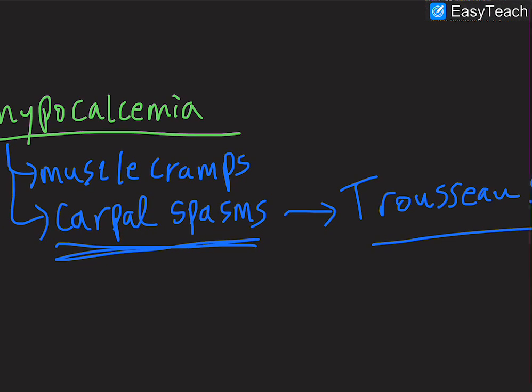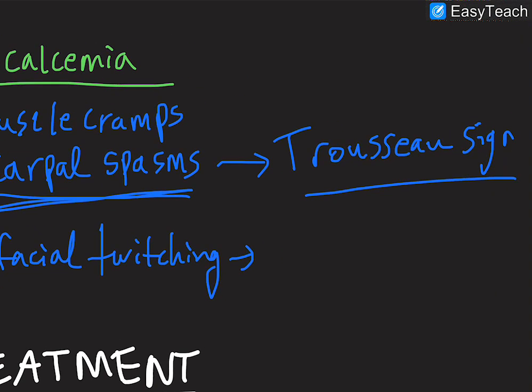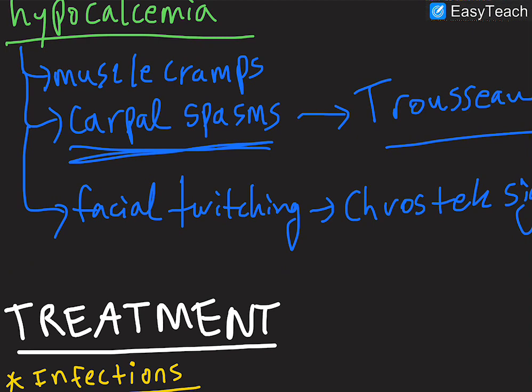And then, of course, you can also see facial twitching, which is another sign that we should be familiar with. This is also called the Chvostek sign. So if you tap on the facial muscles, you may see facial twitching, which is called the Chvostek sign. And that can be due to hypocalcemia also.